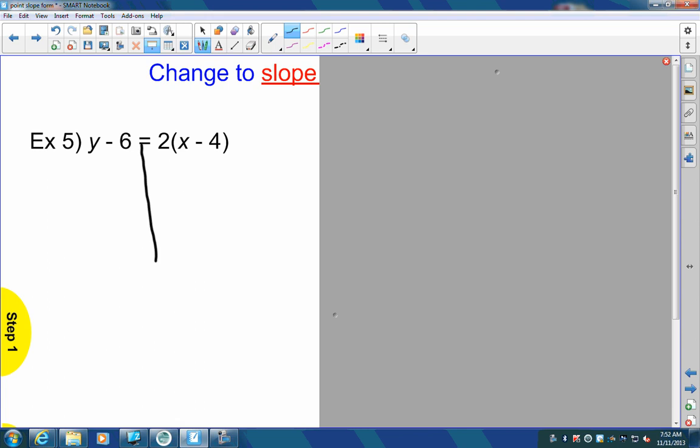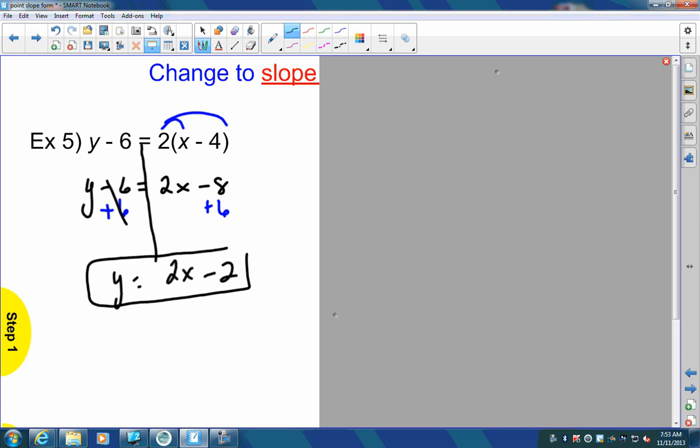Now, what do you do first? The parentheses, the multiplying right here. So I have y minus 6 equals 2 times x, 2x. 2 times negative 4, negative 8. From here, add 6 to each side. We get y equals 2x, negative 8 plus 6, negative 2. There's our equation.